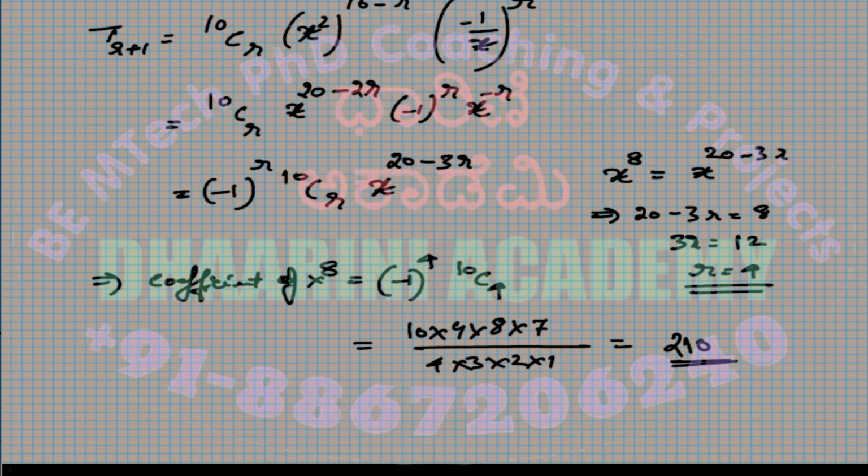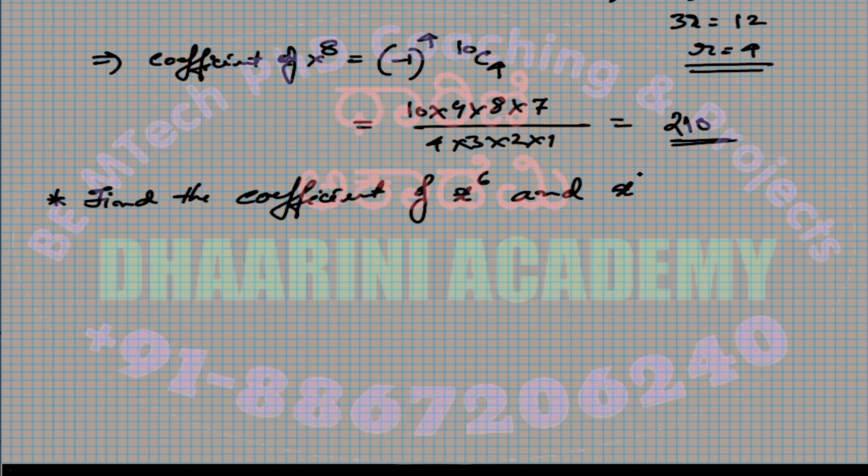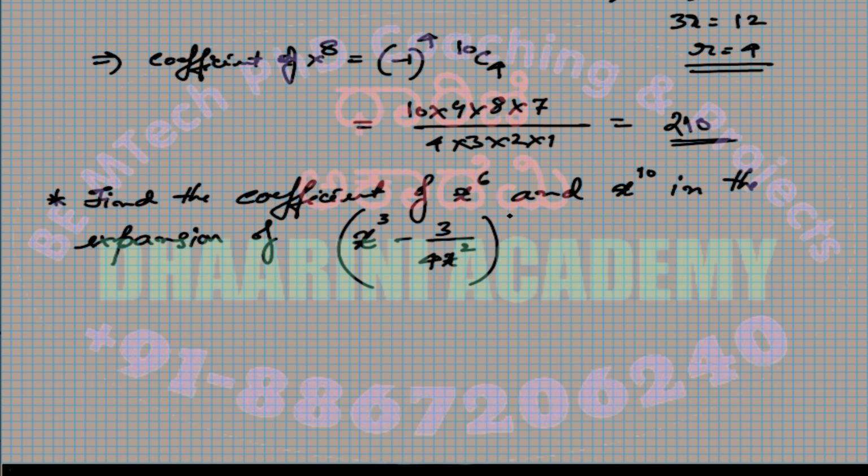Next question. Find the coefficient of x to the 6 and x to the 10 in the expansion of x cubed minus 3 by 4 x square raised to the power 50.